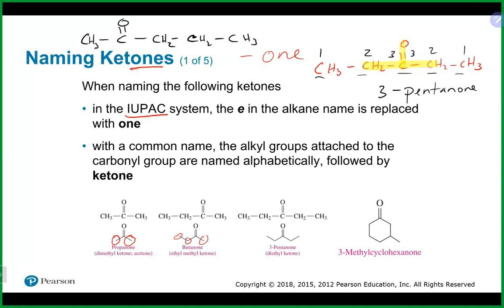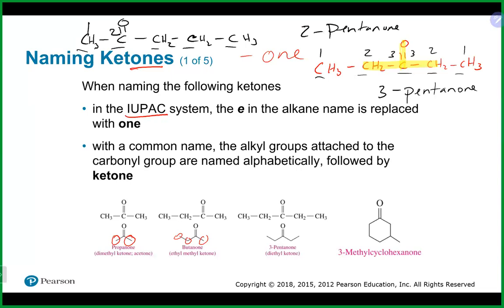This guy would be how many carbons? 1, 2, 3, 4, 5. This would still be pentanone, but my double bond is now located at carbon number 2, right? So this would be 2-pentanone.